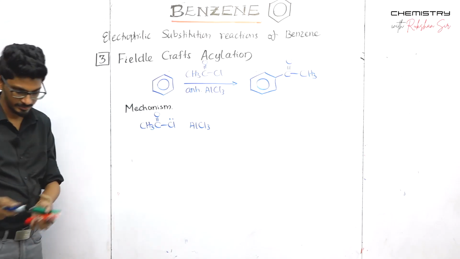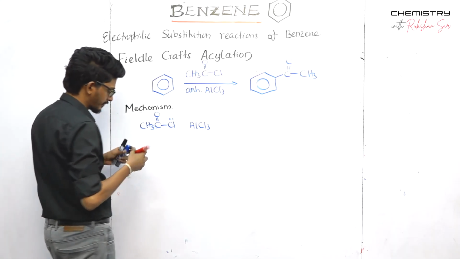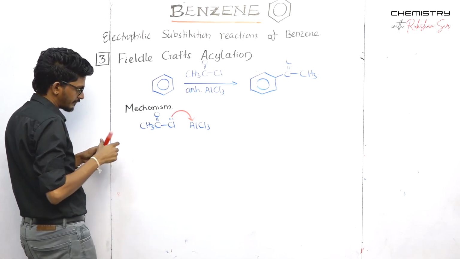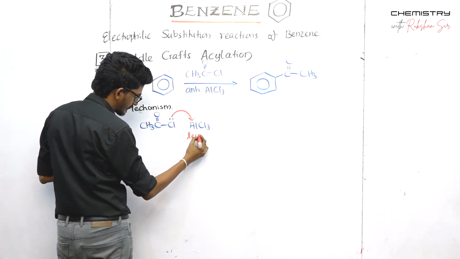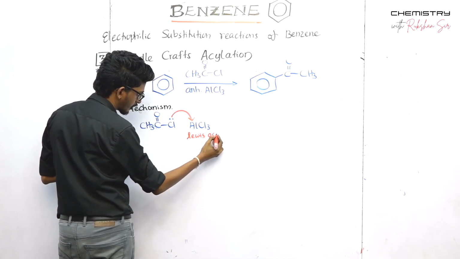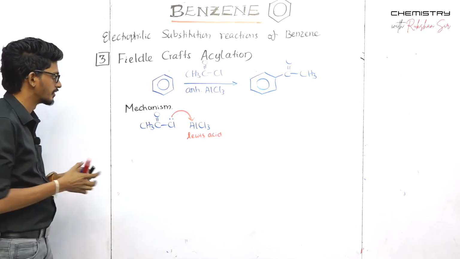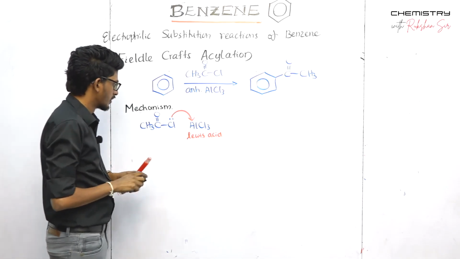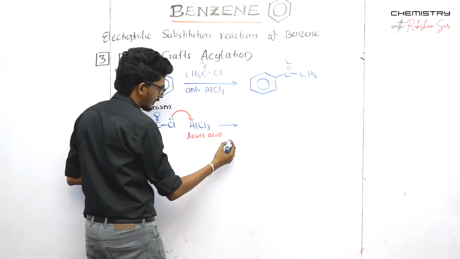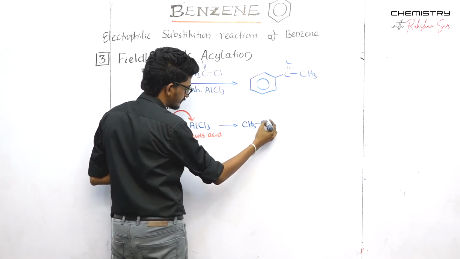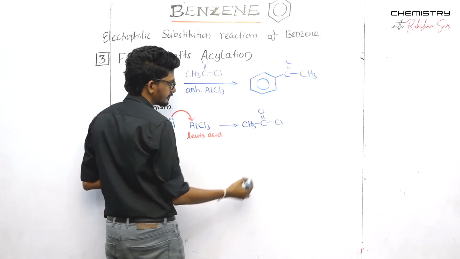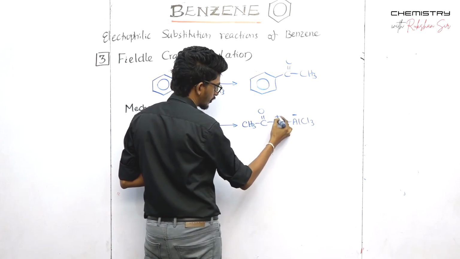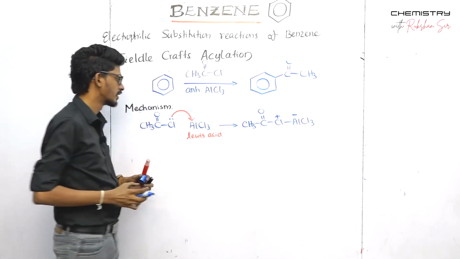Like in the earlier case, this electron pair will be donated to this catalyst. The catalyst is referred to as a Lewis acid, accepting the electron pair. This is a Lewis base, donating the electron pair, right? So first you will come up with this one, AlCl3. Aluminum gets a negative charge while the chlorine gets a positive charge, because of the dative bond. Then what will happen?